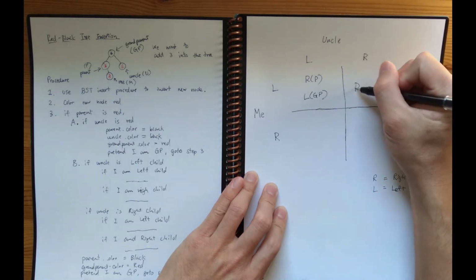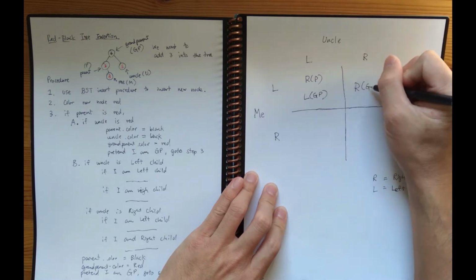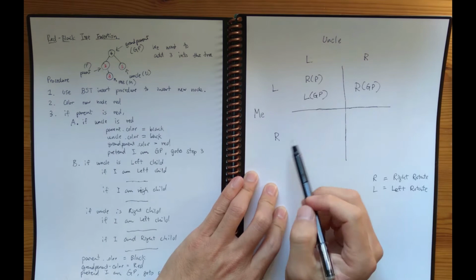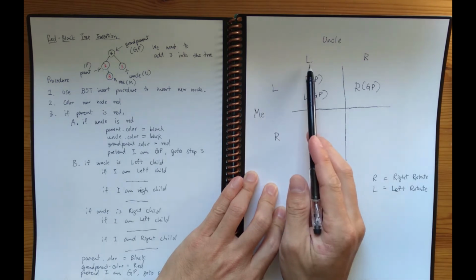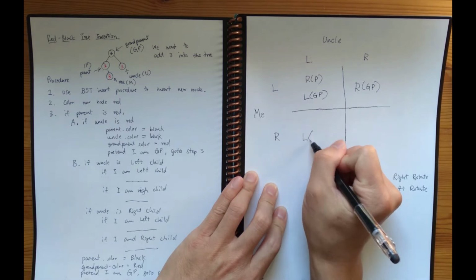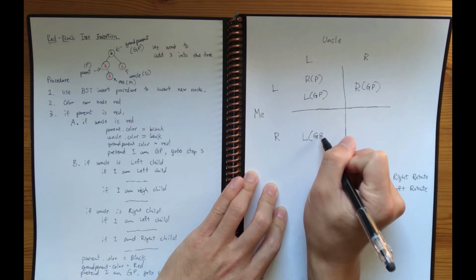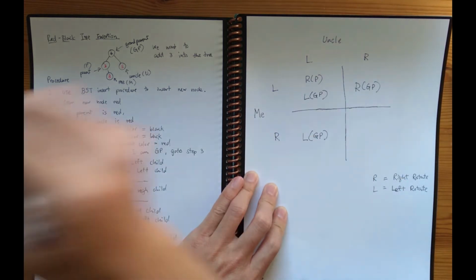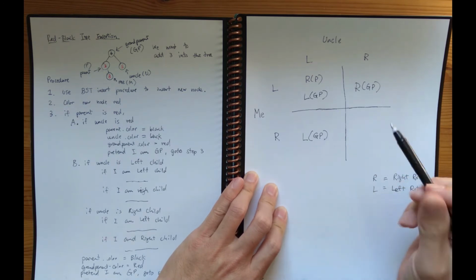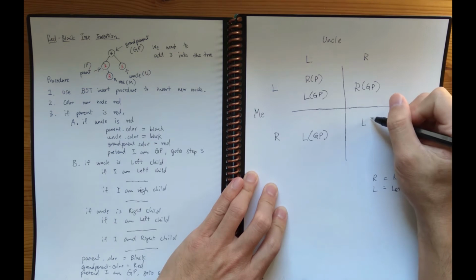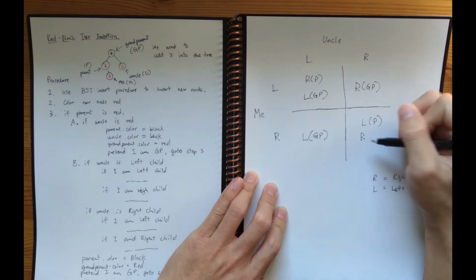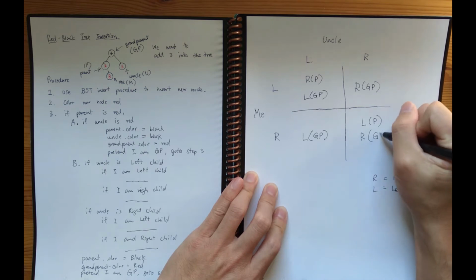RL situation, our uncle is a right child and I am a left child, then we're going to right rotate the grandparent. If we're in the LR situation, uncle is left child and I am a right child, then we're going to left rotate our grandparent. And if we're in the RR situation, my uncle is a right child and I am a right child, then we're going to first left rotate our parent, and then we're going to right rotate our grandparent.